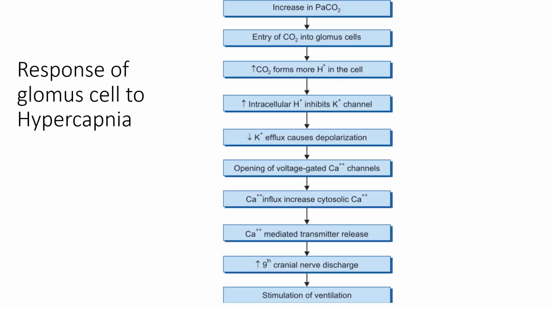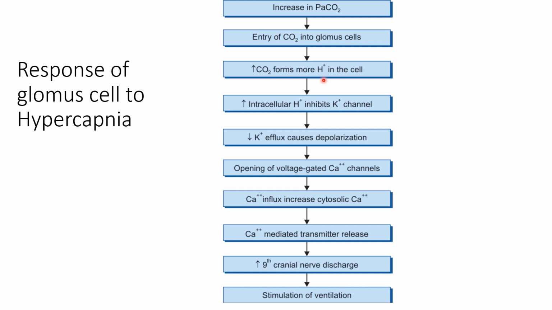As we have discussed, the glomus cells are also stimulated by the increase in partial pressure of carbon dioxide, which is called hypercapnia. So what is happening when there is an increase in partial pressure of carbon dioxide? What is happening in the glomus cell to fire? Carbon dioxide enters the glomus cell. The increase in carbon dioxide causes dissociation with the water and produces H plus ion.